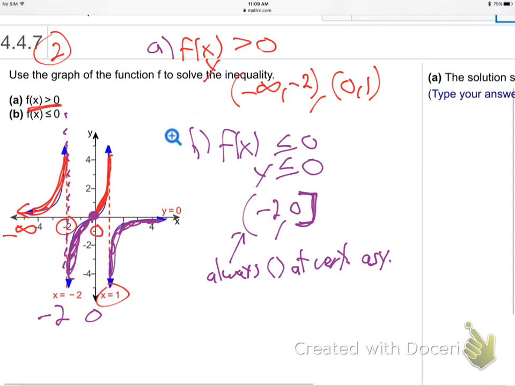So we do get a bracket at the 0 because we have the bar here. When you have the bar, the equals, then you want to do brackets if you can. The only time you cannot is at a vertical asymptote, or infinity, of course. So then what's this section here? This goes from 1 to infinity. Bracket? Oh, we can't do a bracket at 1, can we? Because of the vertical. So parenthesis at 1, and they end up with parentheses as well. So no bracket at 1 and no bracket at -2 because those are vertical asymptotes.